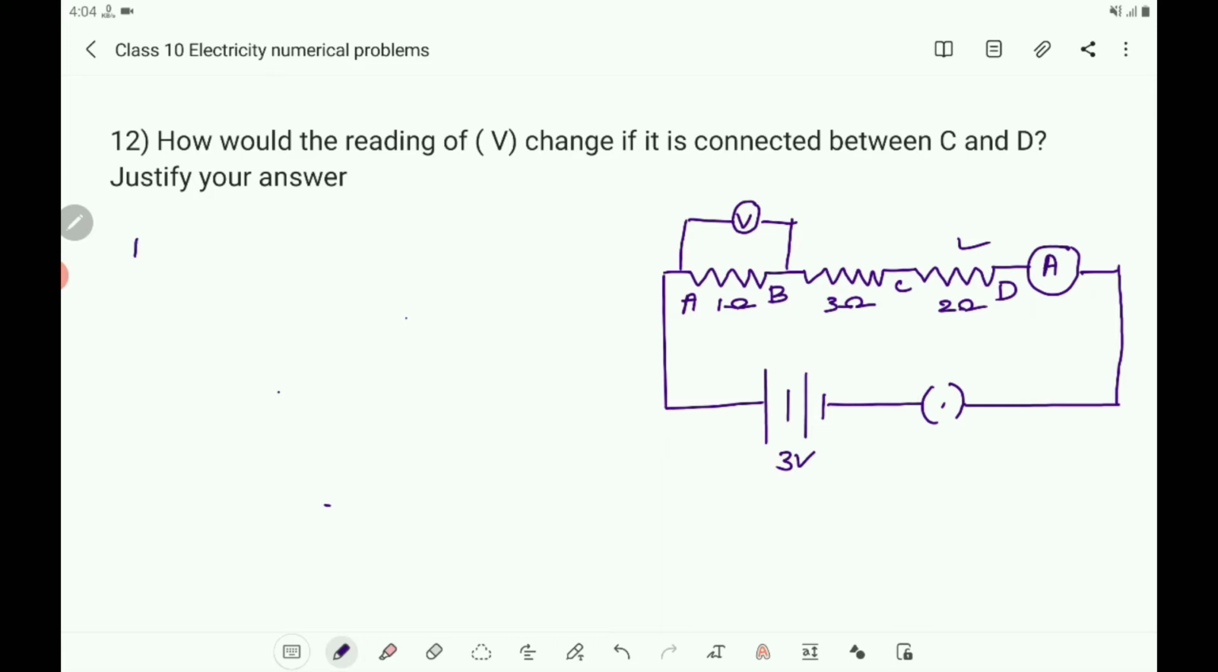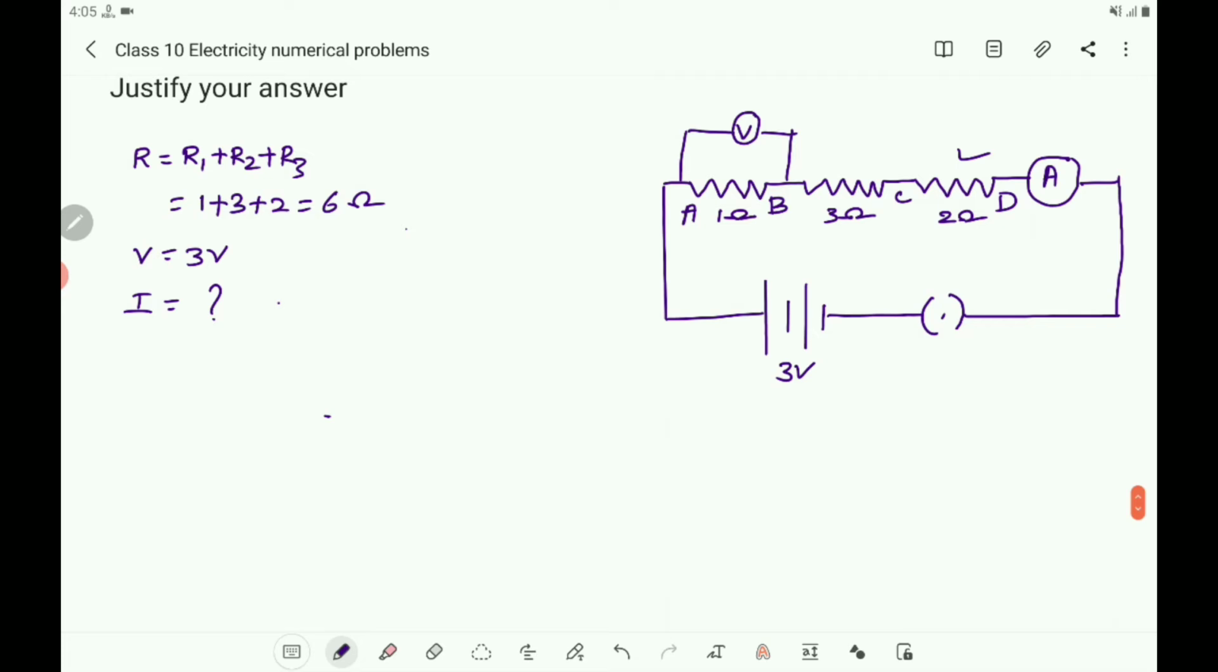So the equivalent resistance R equals R1 plus R2 plus R3, that is 1 plus 3 plus 2, that is 6 ohms. The total resistance in this network is 6 ohm and V is given, that is 3 volts, and let us find the total current, I equals question mark. You know that I equals V by R, that is 3 by 6, you will get 1 by 2, that is 0.5 amps.